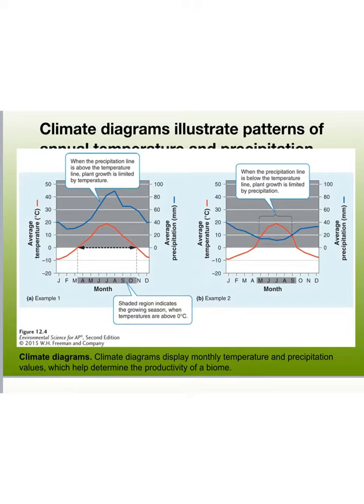In the first one, that's January, February, March. So April through October is the growing season in that particular one, and then in example 2, you see the growing season is a little different. So in example 2, the precipitation line has fallen below the temperature line, so that it's going to be dry, right? And so in that particular time period, May, June, July, August, and September, you will see limited plant growth.